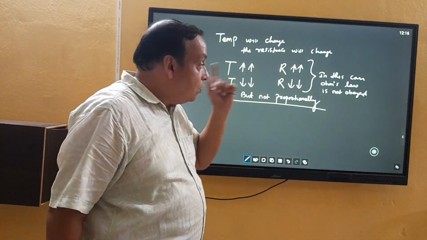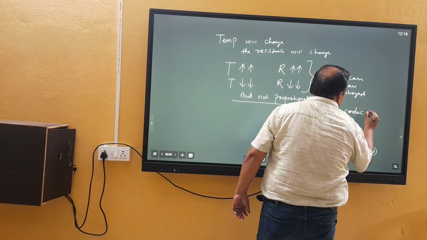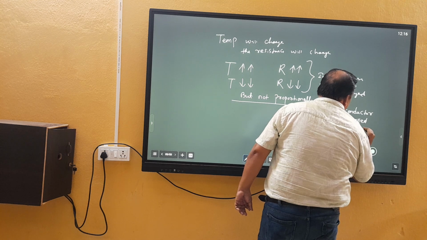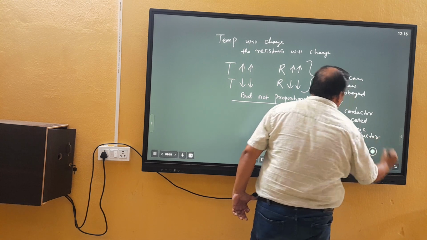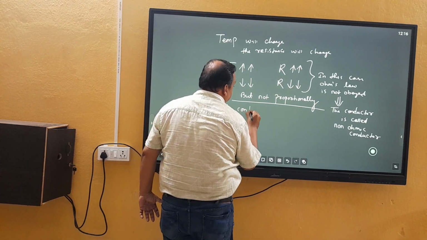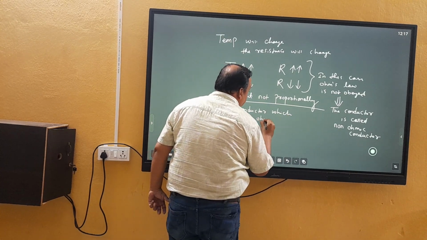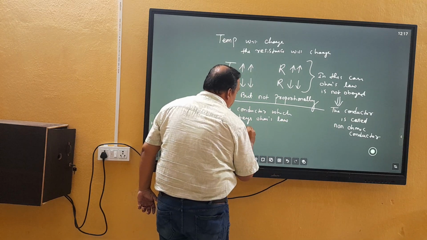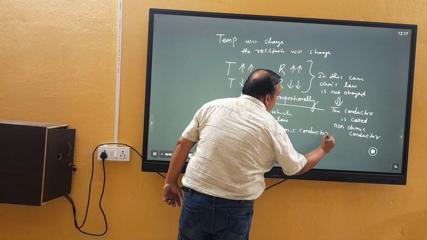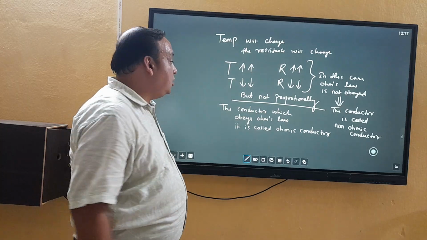The conductor which does not obey Ohm's law is called a non-ohmic conductor, and the conductor which obeys Ohm's law is called an ohmic conductor. That means the temperature of the conductor remains constant.